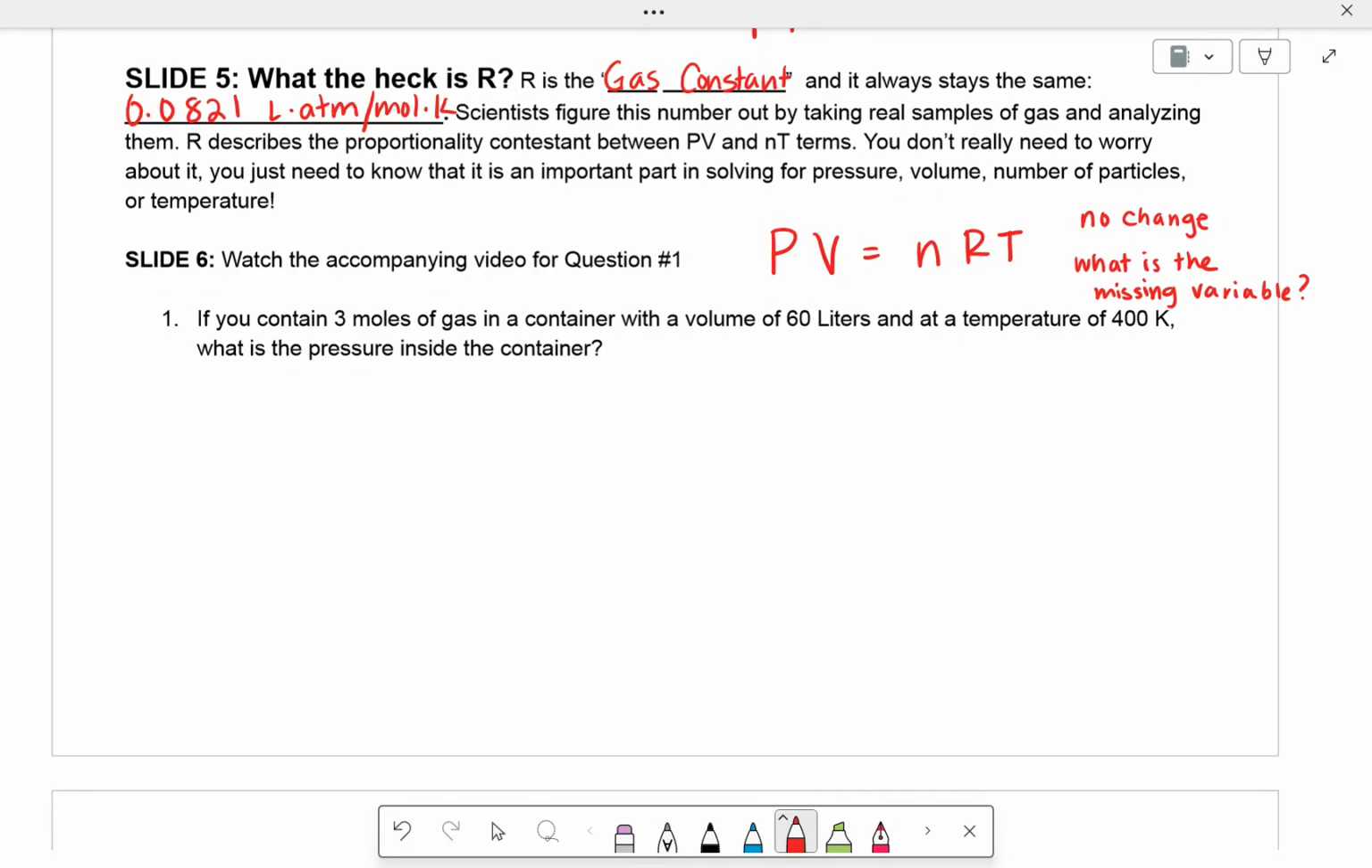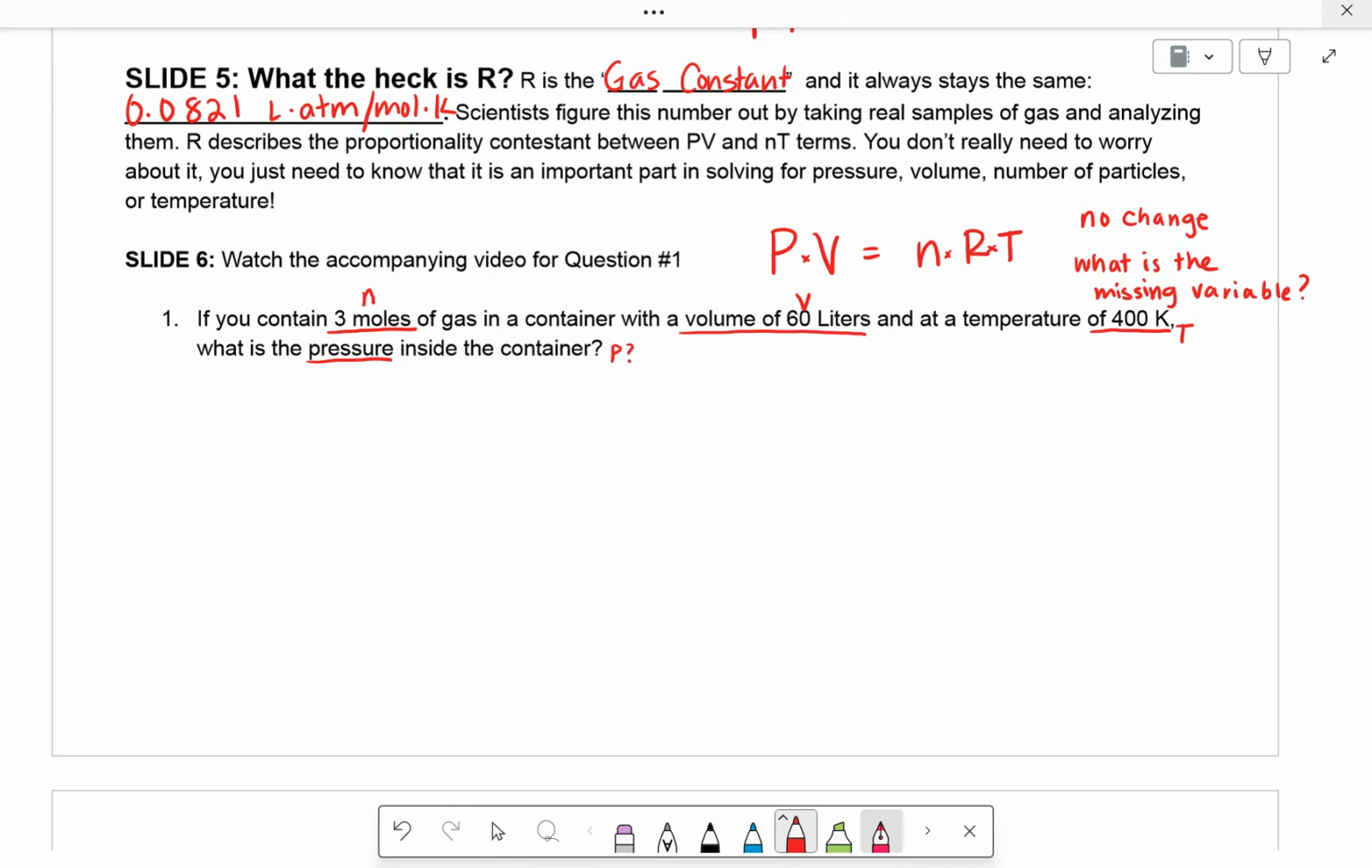Okay, so our equation is pressure times volume equals number of particles times our gas constant times temperature. If you want a breakdown of this equation, go watch the last video that was on slide 4. It says if you contain 3 moles, that's our n, of gas in a container with a volume of 160 liters, that's volume, at a temperature of 400 Kelvin, what is the pressure inside the container?